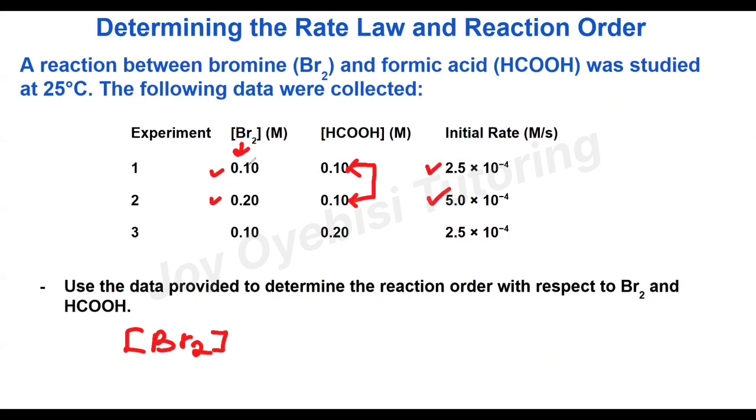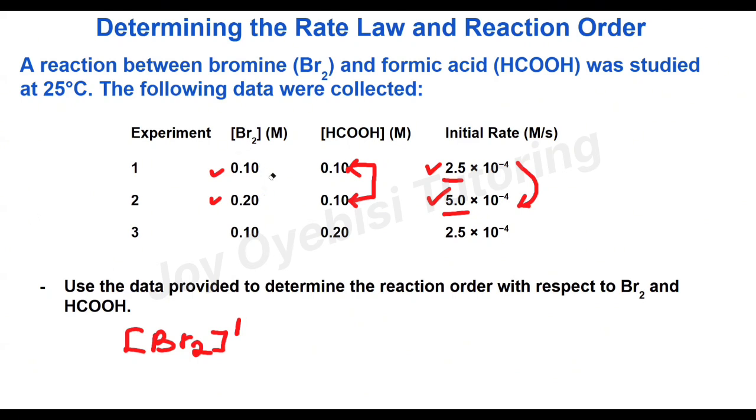If I look at what happened between 1 and 2, this doubled. This also, 2.5 to 5, is also doubling. So they both doubled as you moved from experiment 1 to 2. When they are both doing the same thing, we say that the reaction is first order with respect to BrO2. All right, so that's it, first order.